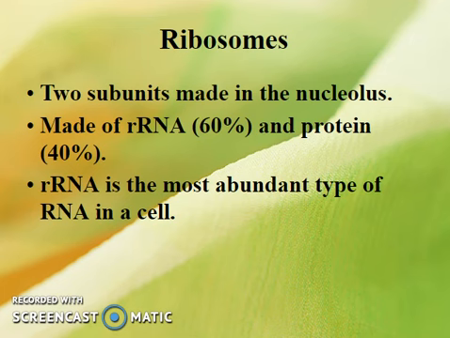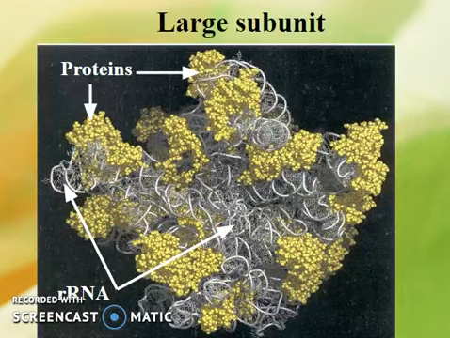Notice that it says rRNA is the most abundant type of RNA in a cell. That shouldn't surprise you if you think about the fact that mRNA is messenger RNA. It's only used for a short time and then it's destroyed. tRNA is so unique and specific that it would be impractical for us to have tons of it around all the time. So we do have lots of ribosomes around all the time. So it should make somewhat sense that rRNA would be the most abundant type of RNA in a cell.